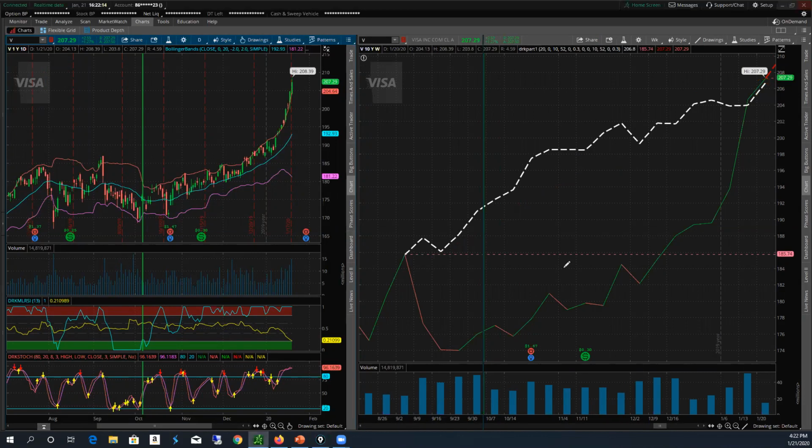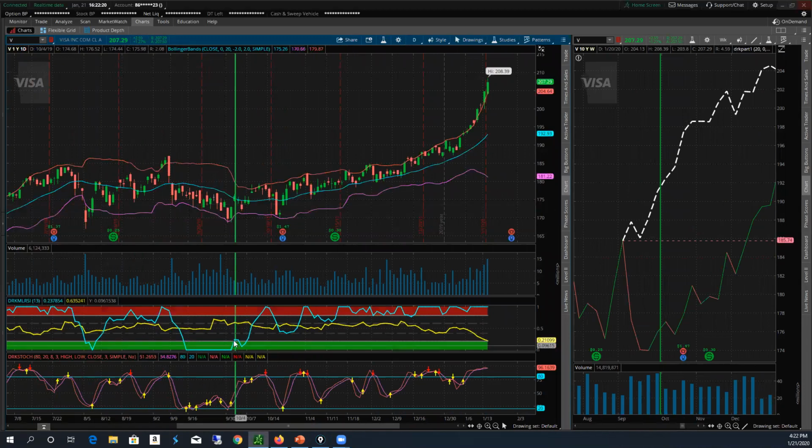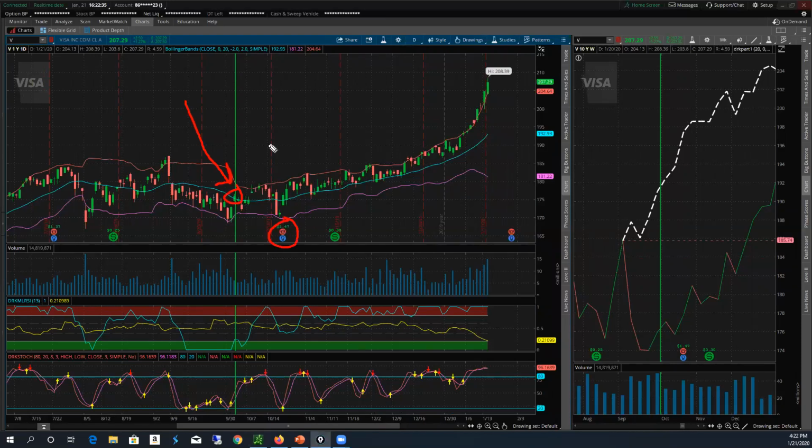Okay, so let me shrink this back up for a minute. If you go back to September where I drew this green line, I got a trigger on October 4th. So this is when I would have gotten in Visa with my rules. It went sideways a little bit. We had earnings. So again, you have to remember, either wait until after earnings or take the risk into earnings if you're not going to get out beforehand.